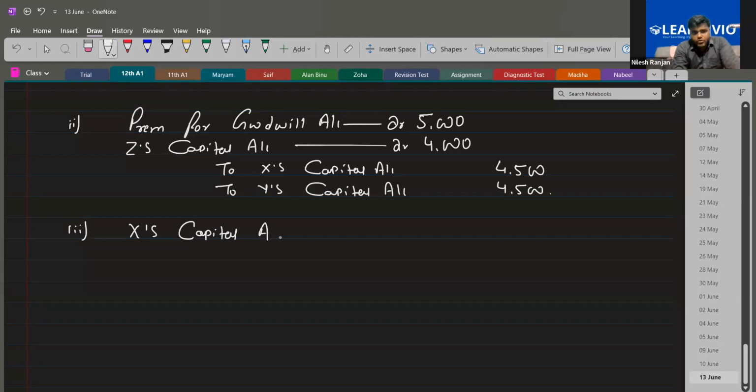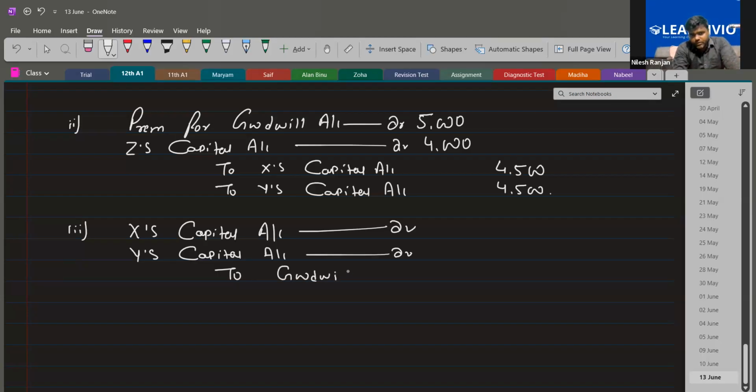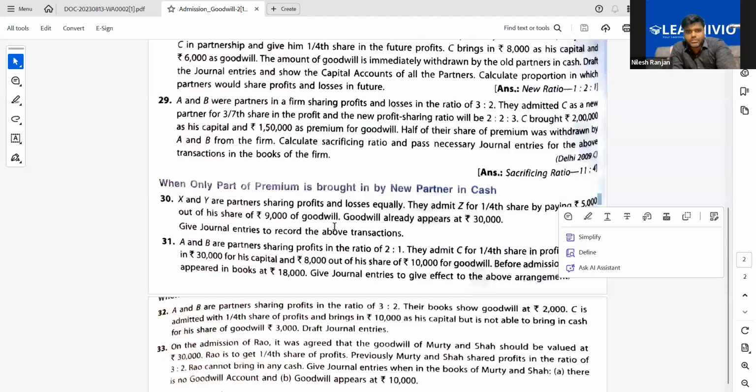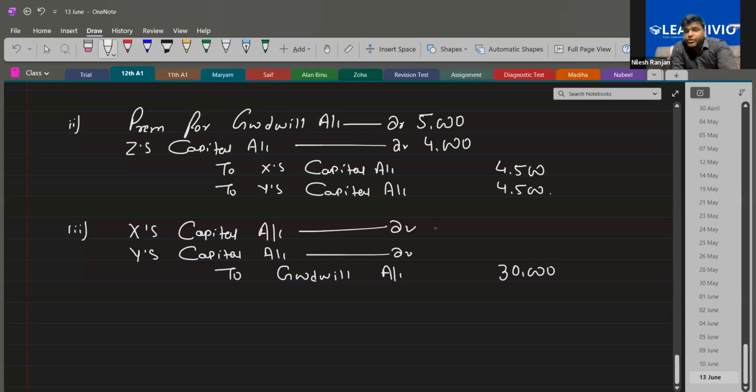Now the existing goodwill is also given, so it will be written off in the old ratio. So X capital account debit, Y capital account debit to goodwill account. The existing goodwill was 30,000 and the old ratio was equal, so 15,000, 15,000. This is the journal entry for the third case.